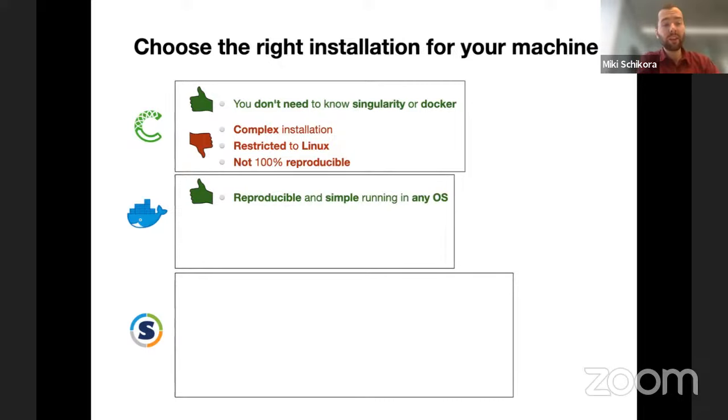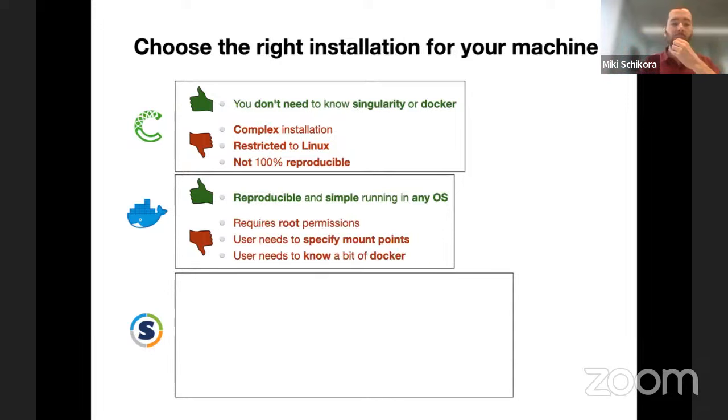Now, Docker is really a nice fix for this because it enables a reproducible, very simple to install, very simple to run setup in any operating system. But it has some caveats. So it requires root permissions. That's a huge problem if you want to use high performance computing machines because you won't be able to use Docker. The user needs to specify all of these mounting points. So the inputs and outputs, you will have to specify all of these folders, which can get a bit messy. And in general, you need to know a bit of Docker to use it. So we provide all of these commands in the wiki. So you don't need to be an expert in Docker, but it's a bit more complex in the sense than conda, for example.